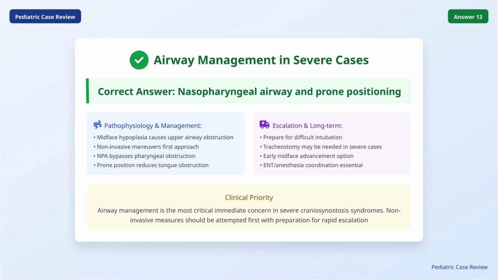Severe midface hypoplasia causes upper airway obstruction that initial non-invasive maneuvers can often manage effectively.